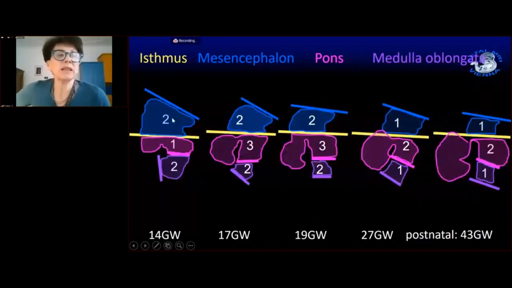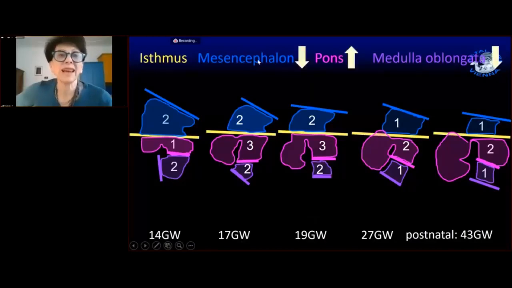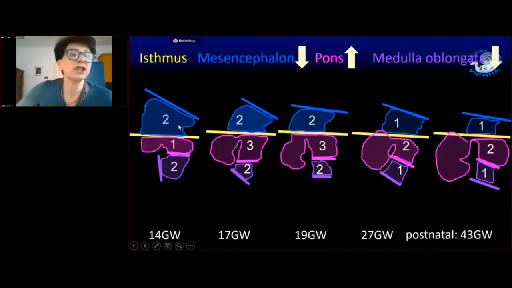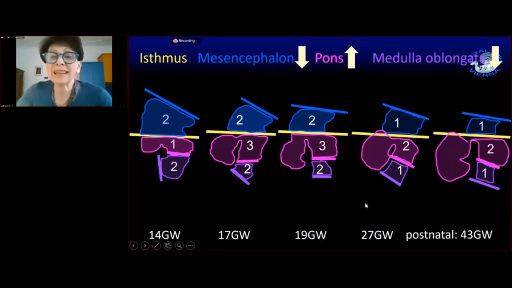So the mesencephalon decreases, the pons increases, and the medulla oblongata also became smaller. So what we are going from is a relationship of 2 to 1 to 2, to quite the reverse, from 1 to 2 to 1. And this also helps in the decision whether a brainstem is formed pathologically or normal. Here, the measurements published by Gregor Kasprian this year in UOG.